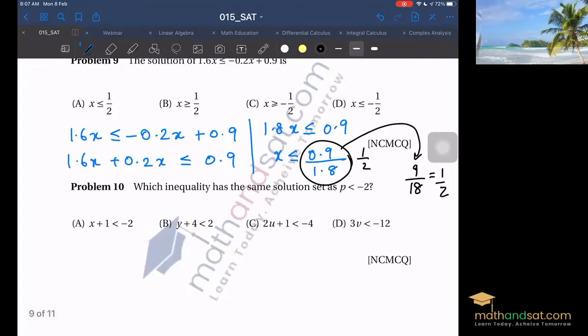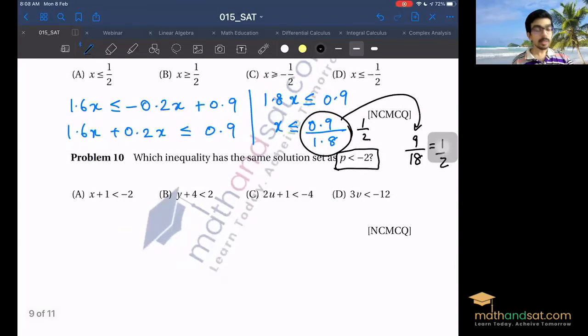Which inequality has the same solution set as p less than minus 2? So you must be wondering, we have p in the question, but when you look at the options, the variables are different. That does not matter because a variable is just a representation. It's just a label that we have given to the unknown quantity. It's just a name that we have given to the variable. So we don't have to worry about the options having a different variable.